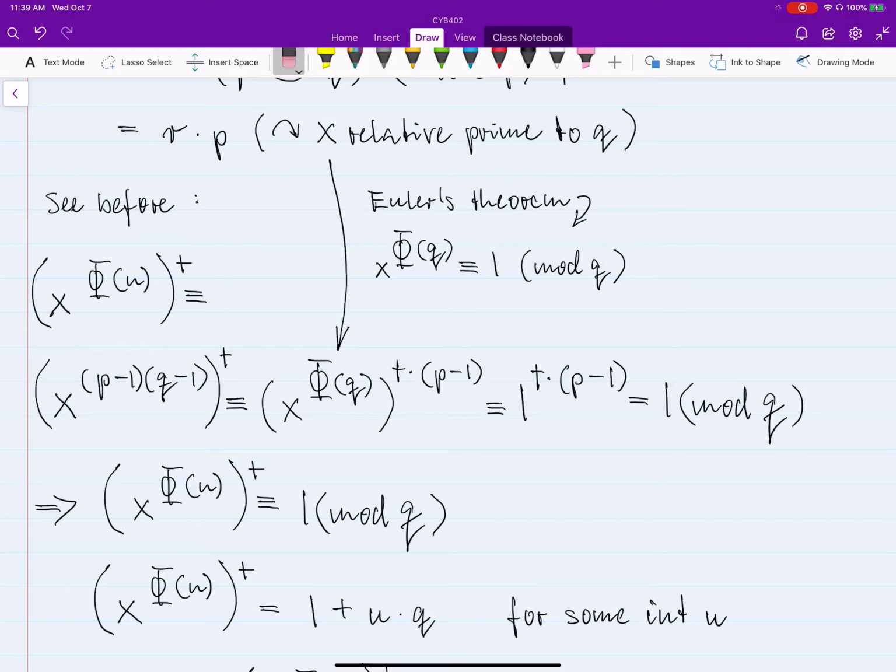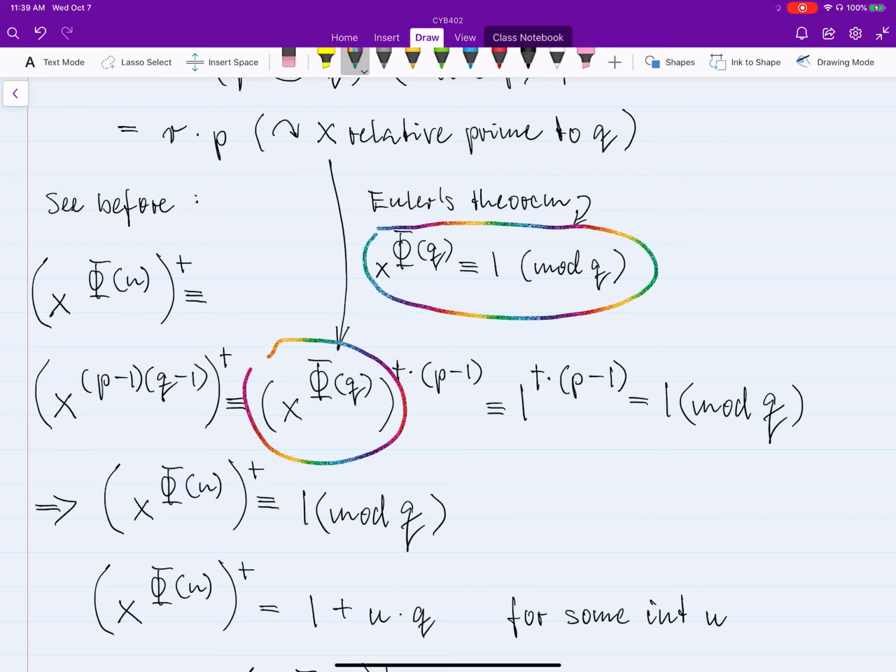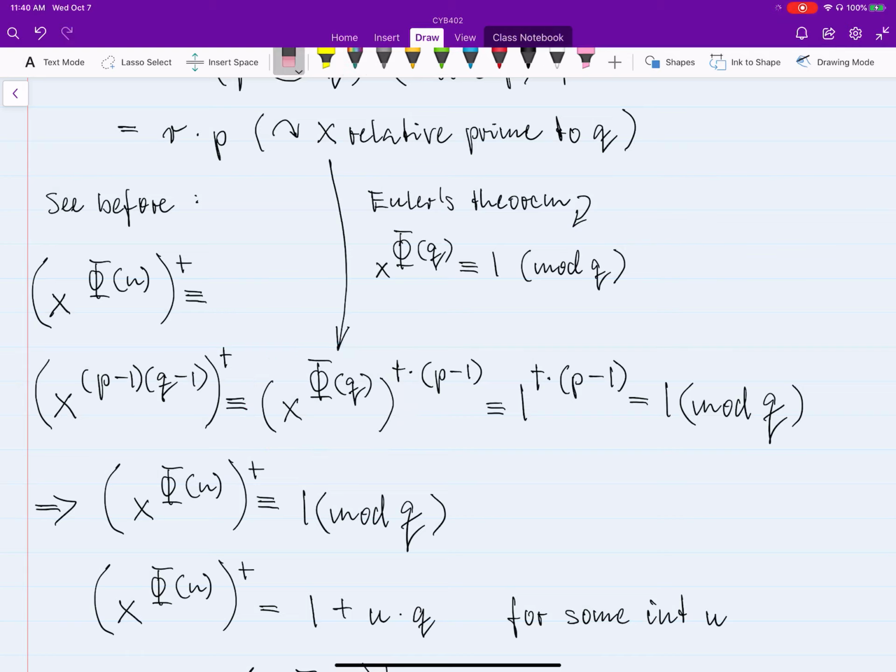So because we can replace this and apply Euler's theorem here, 2 to the t again, this becomes 1. And again, we have mod q here. So very interesting. Not quite where we want to be, but quite a bit towards that direction.